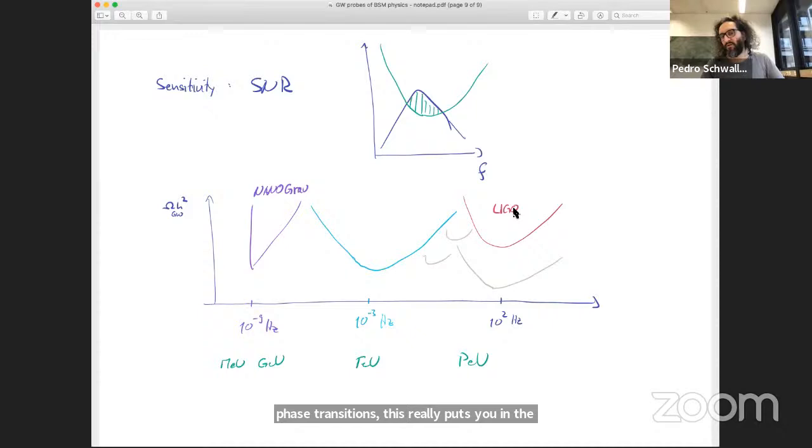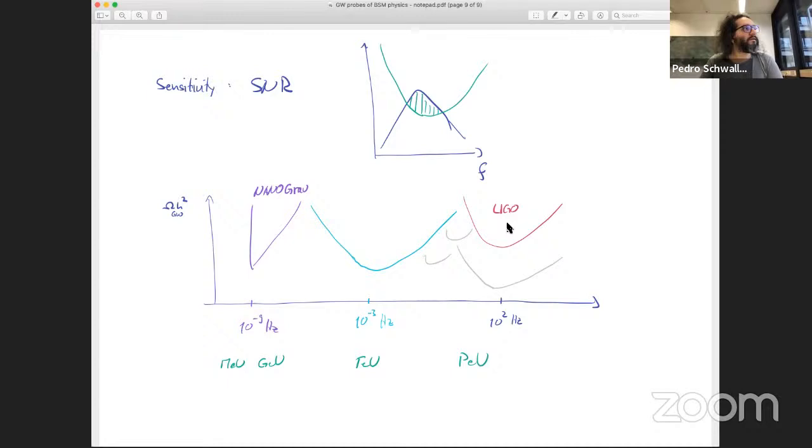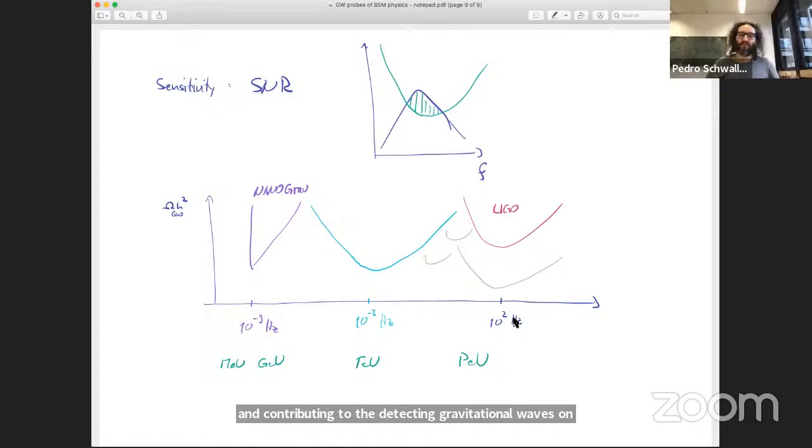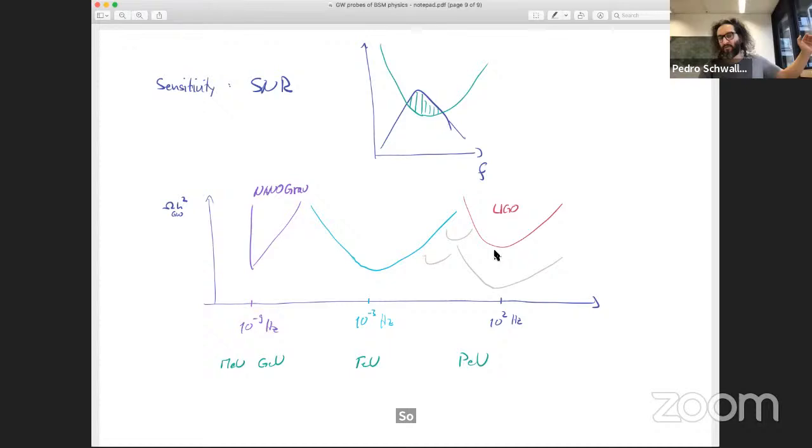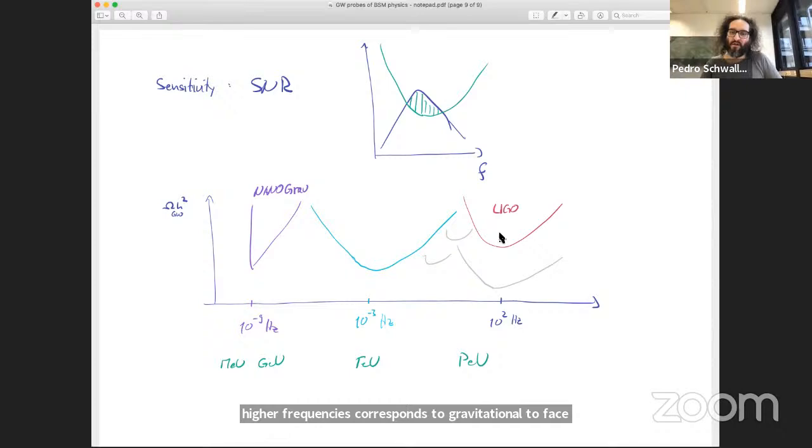You probably all know very well that there's the LIGO experiment, and by now there's also Virgo and KAGRA, which are online and contributing to detecting gravitational waves on Earth. The characteristic frequency there is of order 100 Hertz, plus minus an order of magnitude. Higher frequencies correspond to phase transitions at earlier temperatures. So future generations of ground-based gravitational wave detectors will be able to probe phase transitions, for example, in the PeV range.